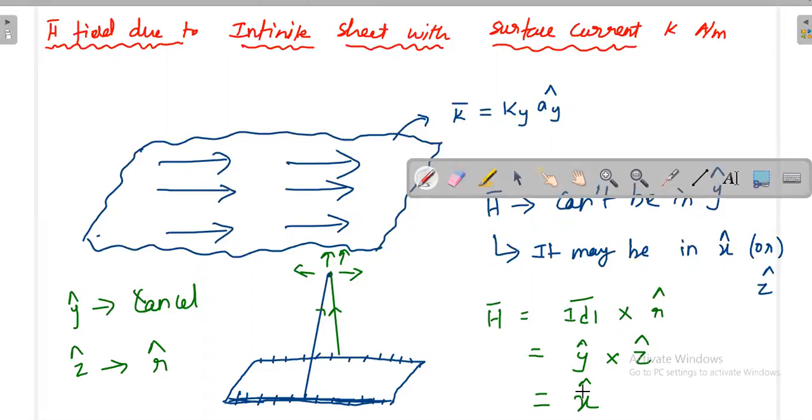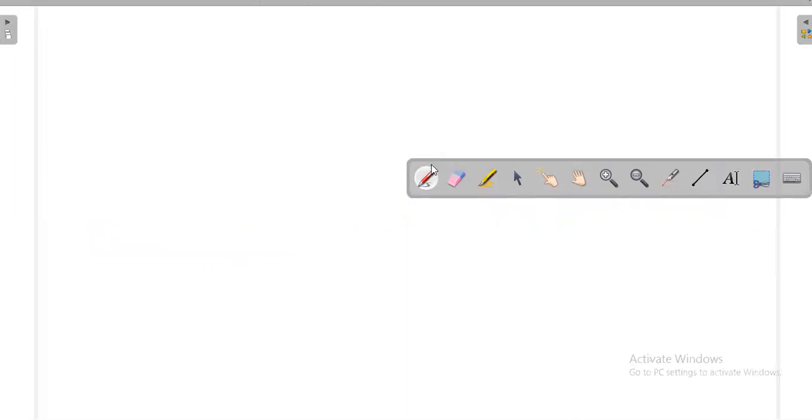That x cap direction is perpendicular to the y cap direction, because the magnetic field and current flow always have to be perpendicular to each other. And what is the magnetic field value? I know that the magnetic field is only in the x direction, that's why I'm putting Hx. My magnetic field value is Ky divided by 2. Is it okay or not?